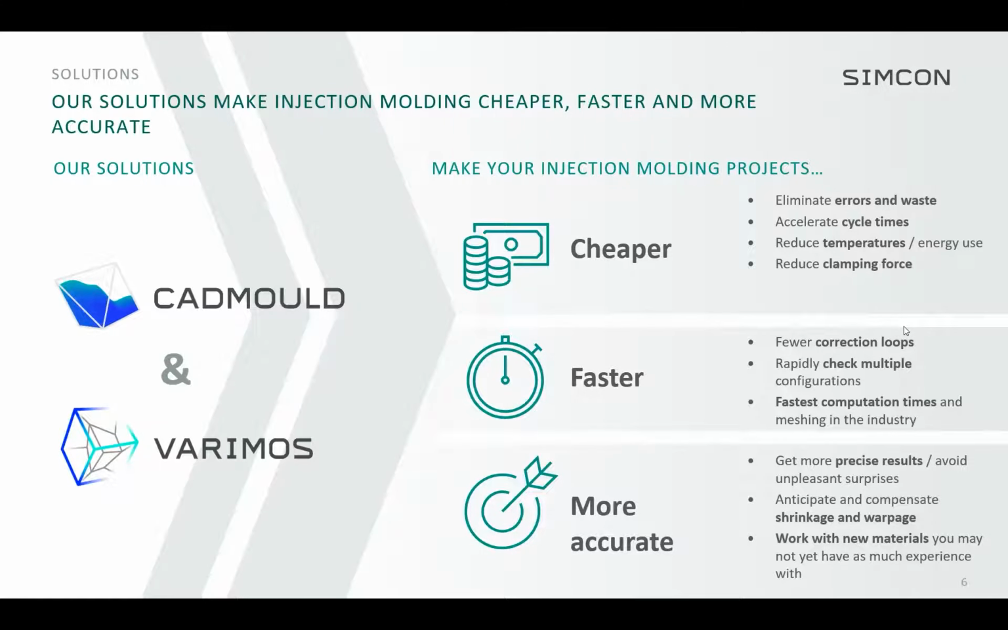The speed of the process can be enhanced in terms of the whole process and in fact the cycle times for injection molding. In terms of accuracy, we can simulate the results of the plastic molded part to anticipate and compensate for items such as shrinkage and warpage. We can also look through a whole materials database to choose the optimum material for that particular part.